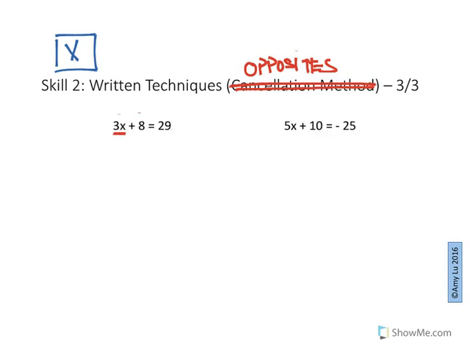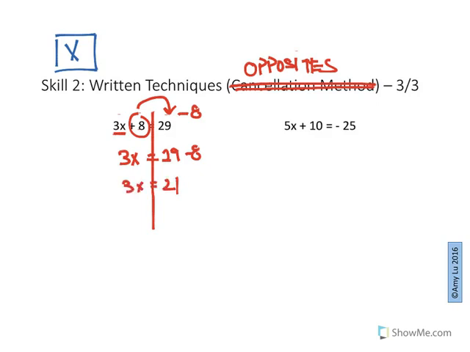So I see 3x and 8 and 29. I need to make that 8 move over to the other side because its like term is the 29. I can't combine 3x and 8. They don't go together. So I'm going to move that to the other side. Now here's the rule. The moment it crosses the equal sign, it becomes its opposite. You see how that's a +8? When you move it, it becomes a -8. So I will rewrite this as 3x is equal to 29 minus 8. That leaves me with 3x is equal to 21.